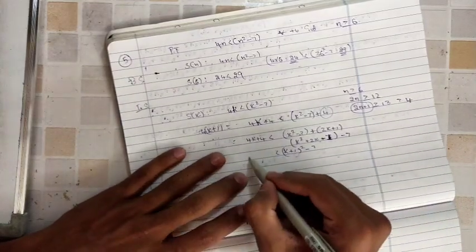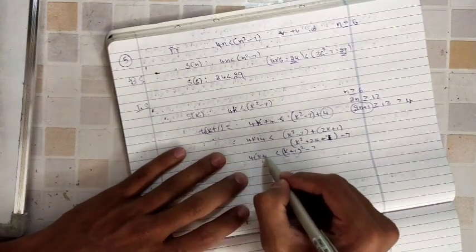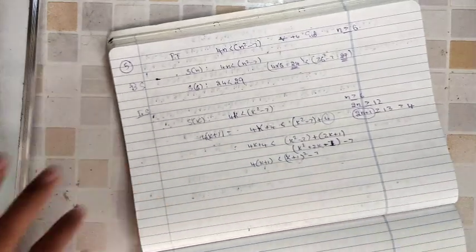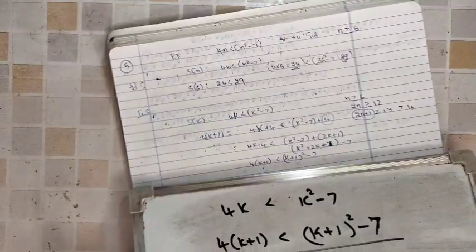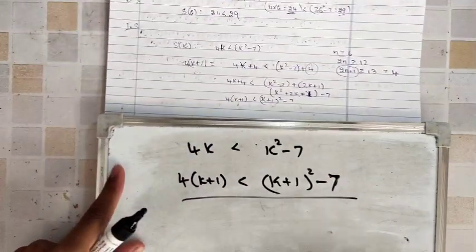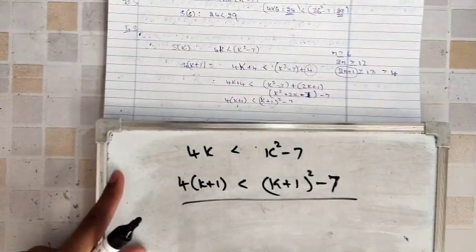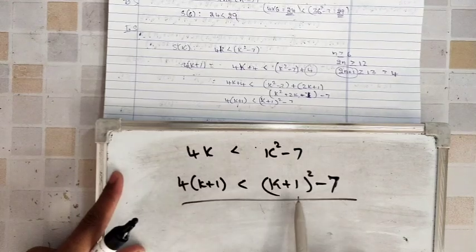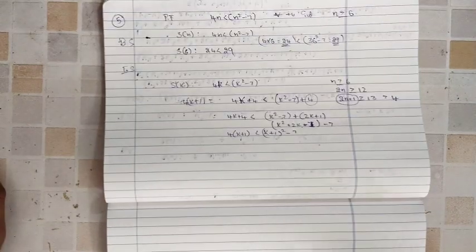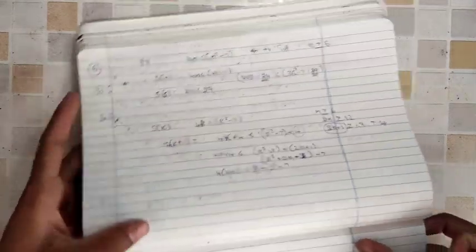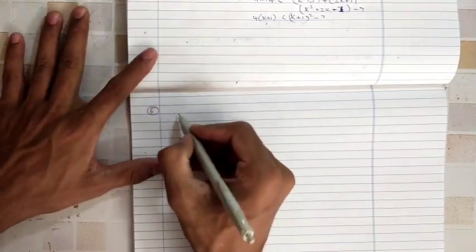And this, if I take 4 common, I will have k plus 1. So now you see here, like I said, what I had wanted was, you can see here, if I keep it like this in the camera, yeah, it's perfectly visible. 4 times k plus 1 is less than k plus 1 whole square minus 7. Just do like this and remember, write the theory part, done. Okay, let me solve another sum, sixth sum.